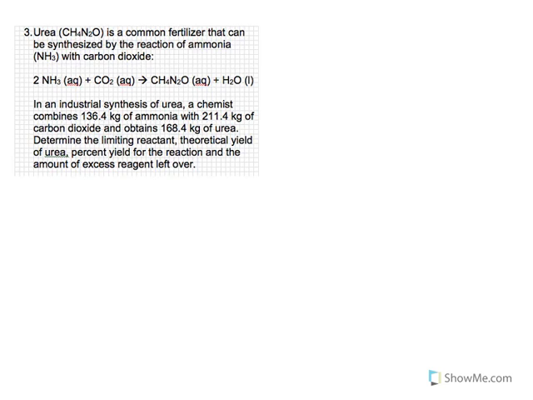Let us look into a more complex example. In this example, we have 136.4 kilograms of ammonia reacting with 211.4 kilograms of carbon dioxide to produce 168.4 kilograms of urea. The mass that is given to us of urea, the product, over here is the actual yield.